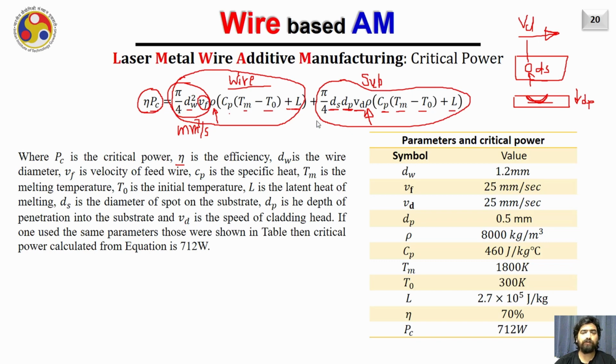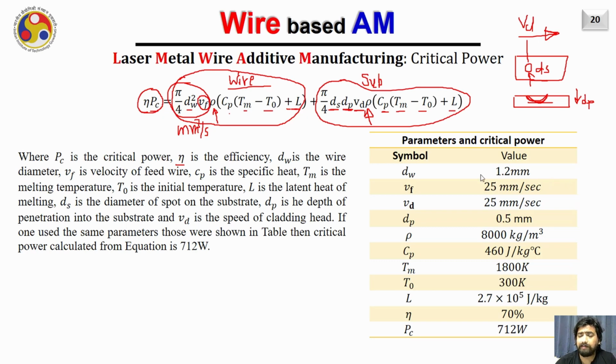Please note that we have not considered any losses here. There will be definitely some conduction loss, some radiation loss, some convection loss as well. Those should be accounted, but just to find out the minimum power required, this formula will work.